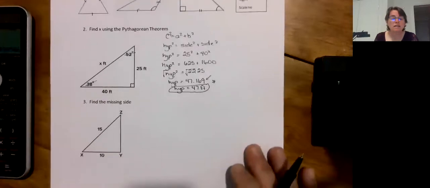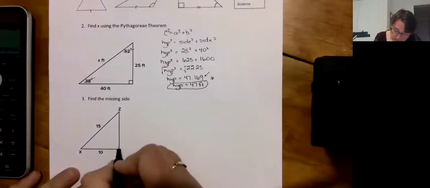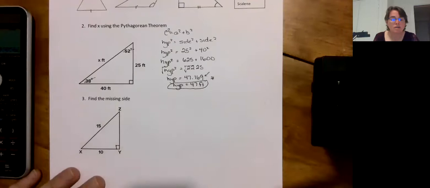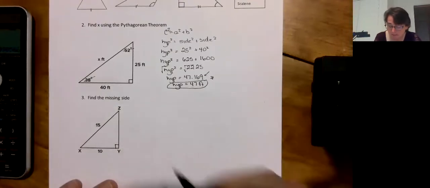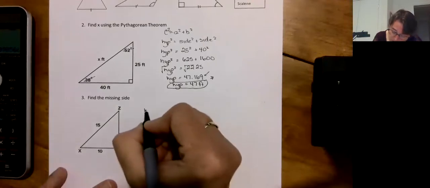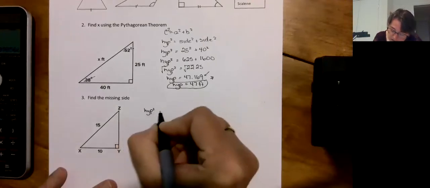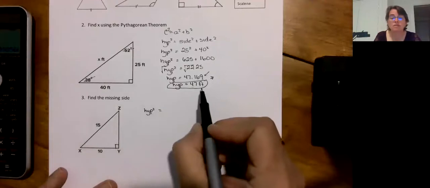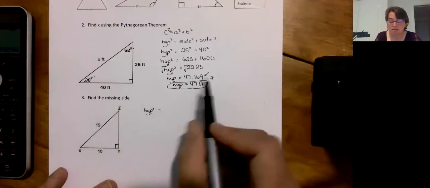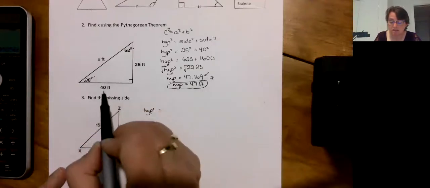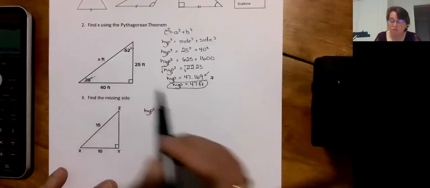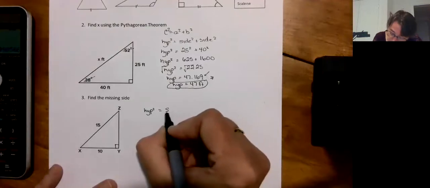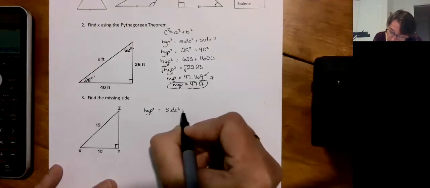All right, last one here. I have to add that in the corner so we know it's a right triangle. But it's the sheet on the Pythagorean theorem, so hypotenuse squared. Oh, back to this question, sorry. This is a reasonable answer because your hypotenuse is always the longest side. So if you've got 25 and 40, this one has to be bigger than 40, and 47 is.